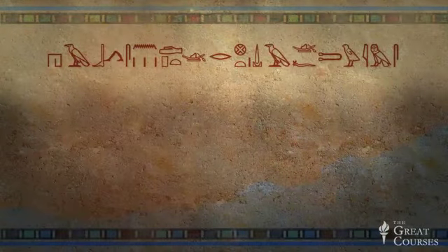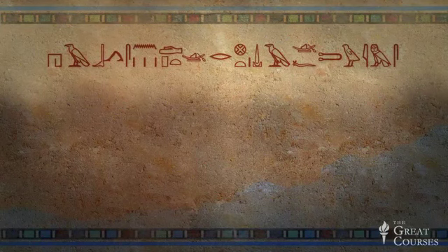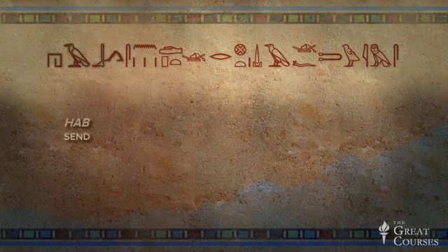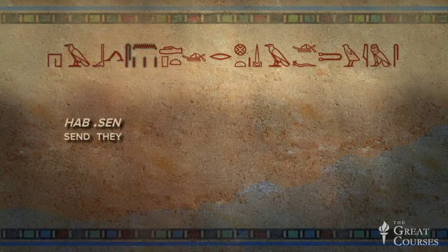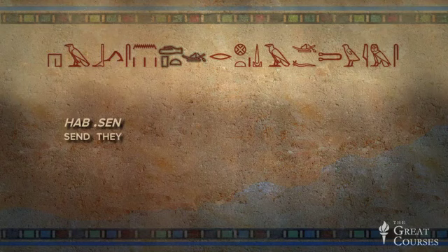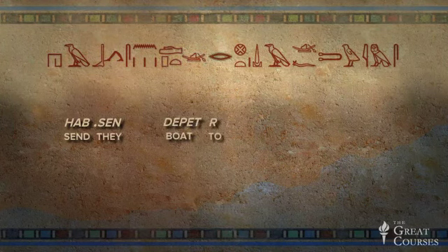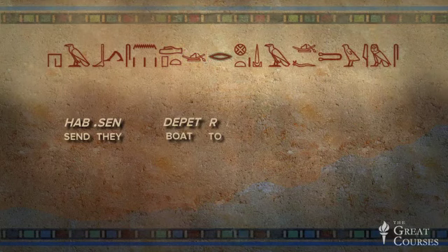We had one more sentence, and I bet you found it easier. Of course, we start with our verb, hab, to send. Next is the suffix pronoun for they. So, they send. What do they send? The boat, the depot. Next is the mouth to, so the boat is being sent to a place. And the place is? Yes, the city.